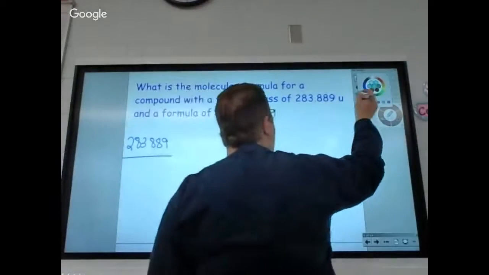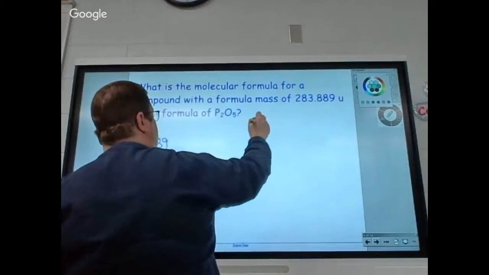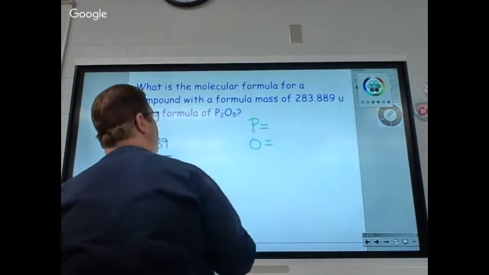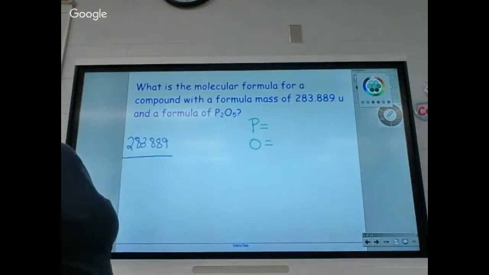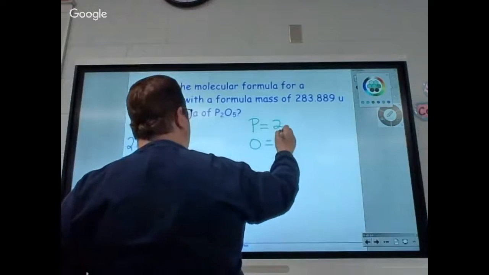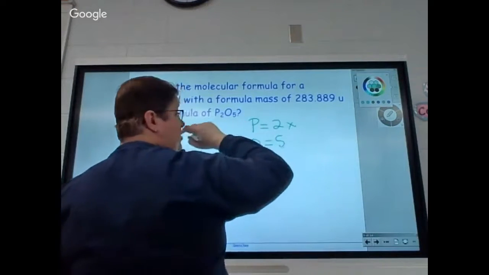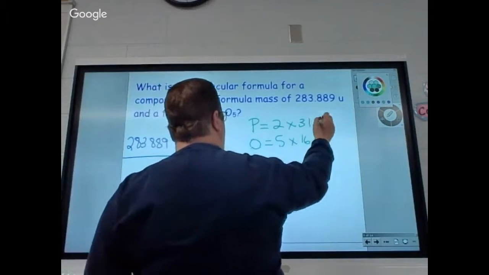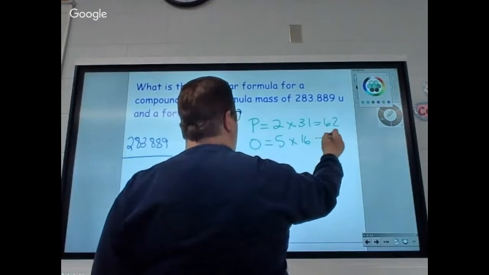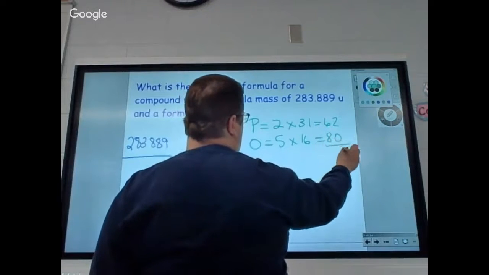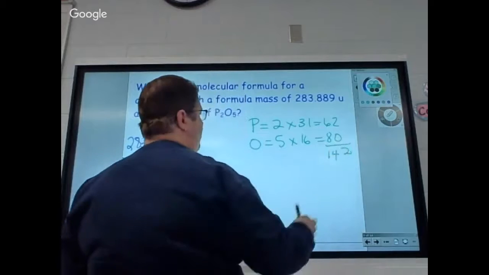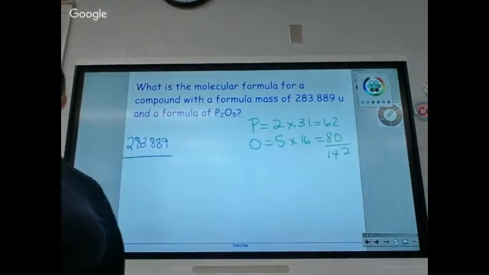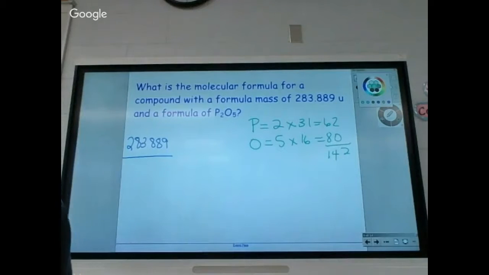So how do we add up P2O5? How many P's do I have? 2. How many O's do I have? I'm going to use whole numbers. It's easier on my math. 31, 16, that'll be 62, 80, 2, 14, 142. So that's the mass that we add up. That's its molar mass.